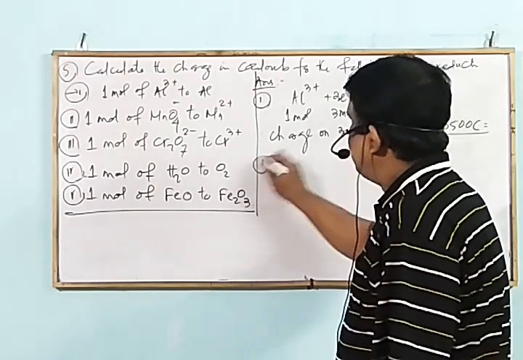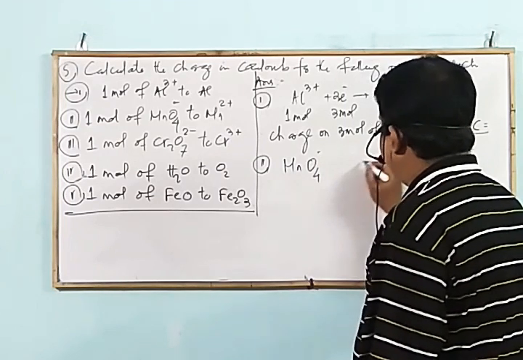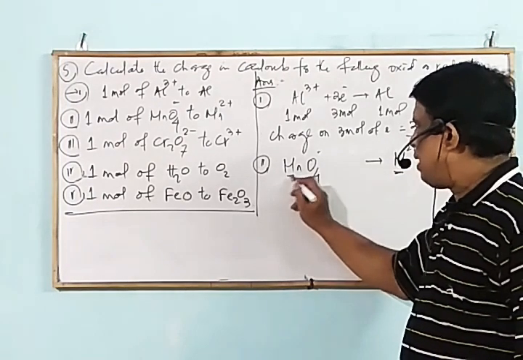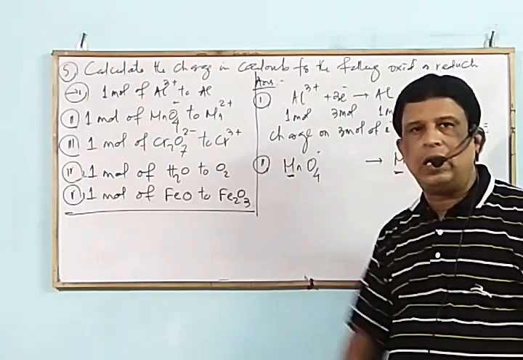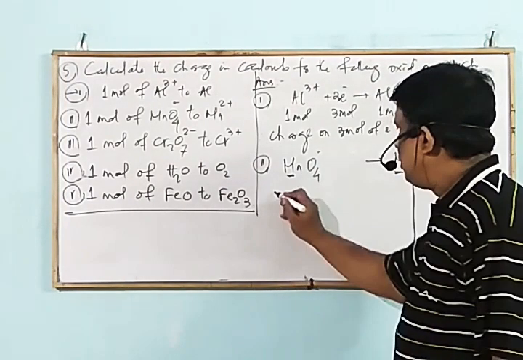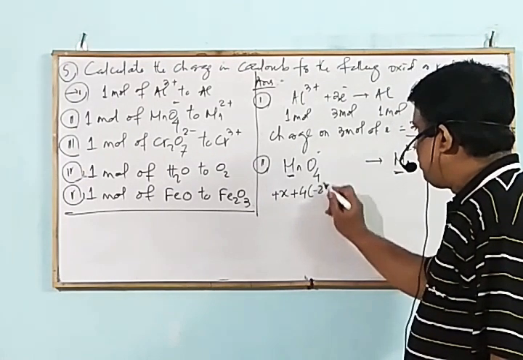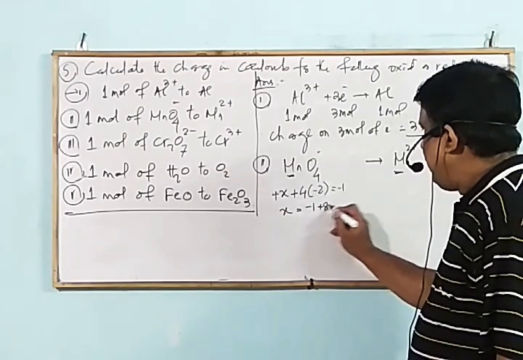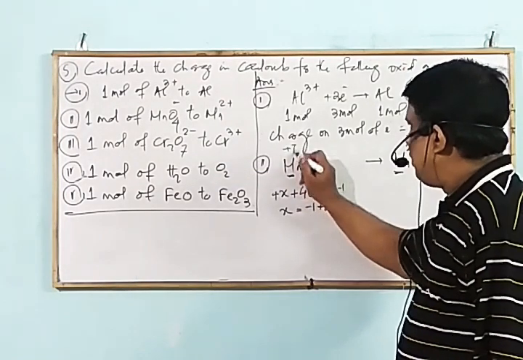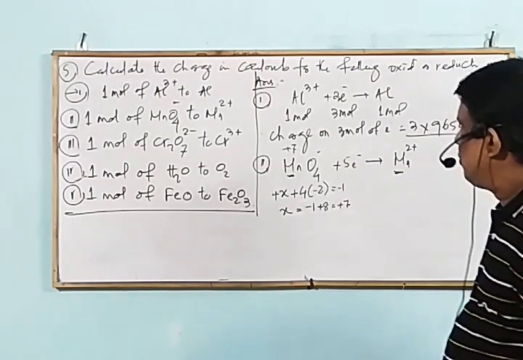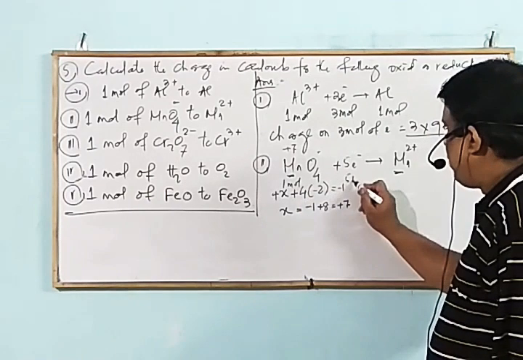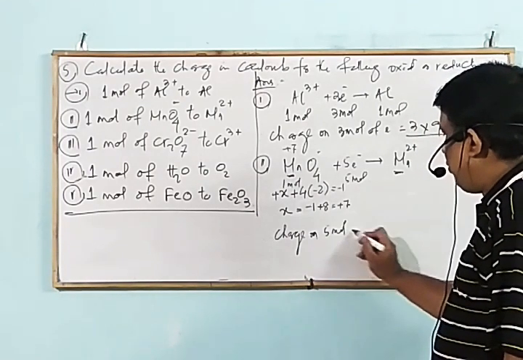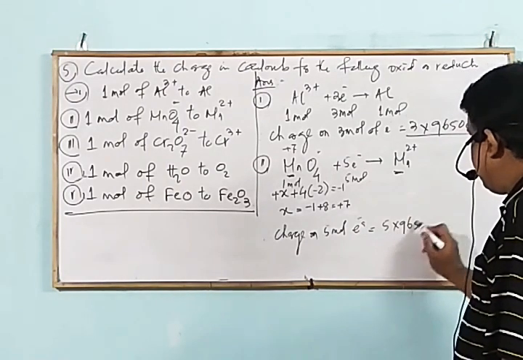Move to second one. Permanganate to manganese, where manganese oxidation number is +2. Our aim is to find out the oxidation number. We know how it is calculated in class 11. Let the unknown oxidation number be +x, plus oxygen is -2, equal to -1. So x is equal to -1 plus 8, that is +7. Here it is +7, here it is +2. That means 5 electrons. It is 1 mole, it is 5 moles. Therefore, charge on 5 moles of electrons is equal to 5 into 96500 coulomb.